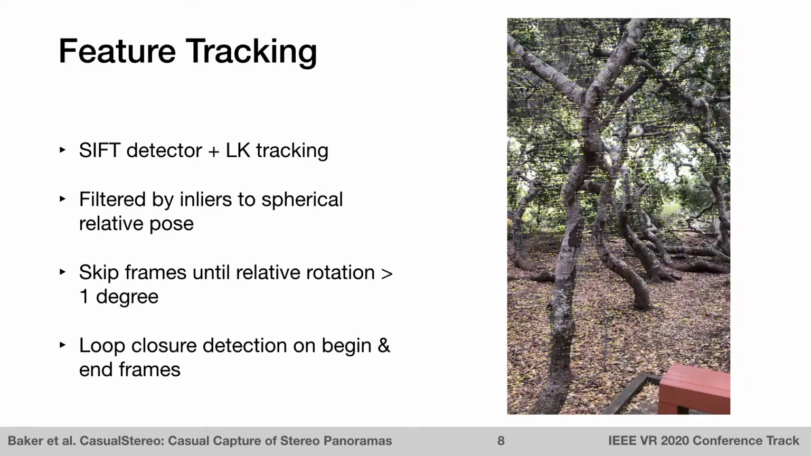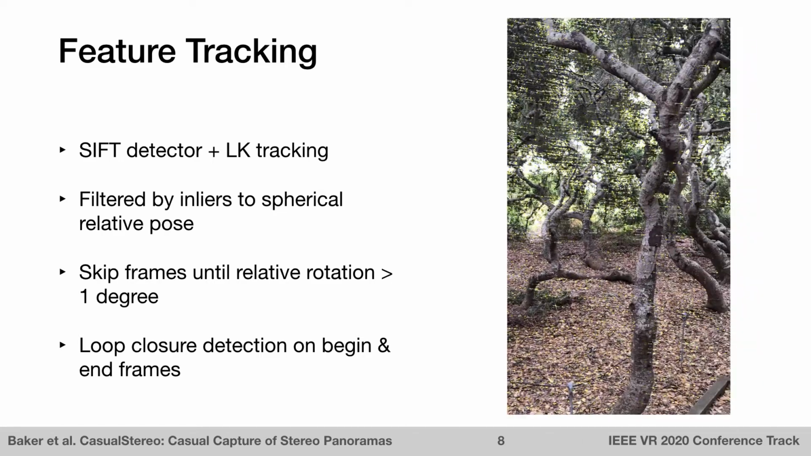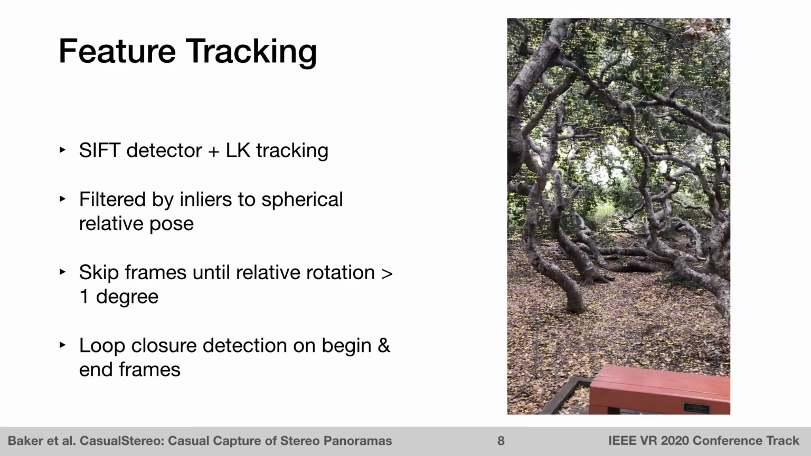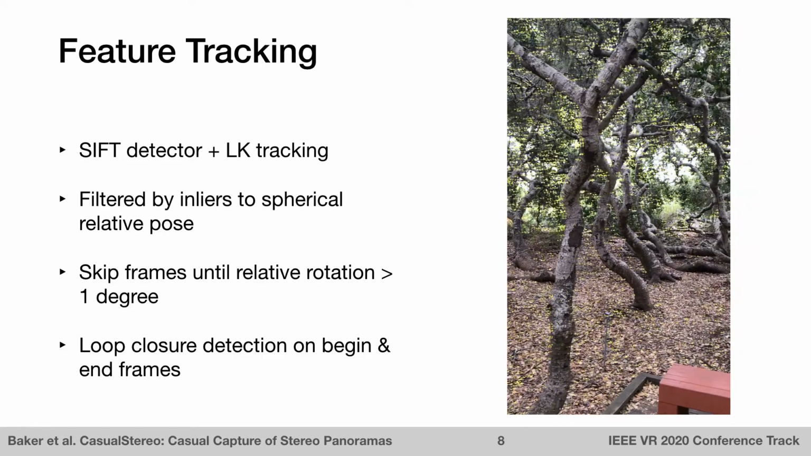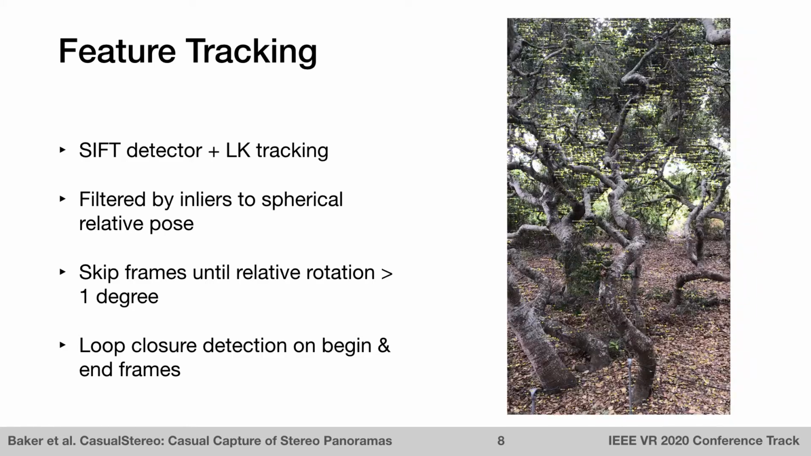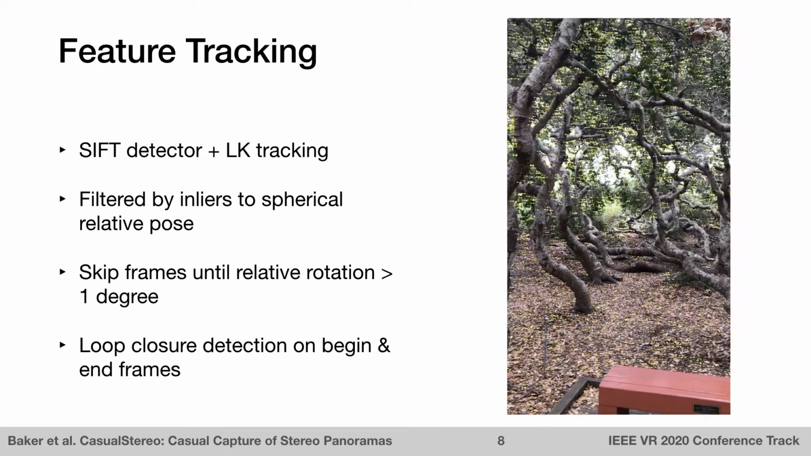So our spherical SFM pipeline works as follows. First, we detect SIFT features and then track them using pyramidal Lucas-Kanade tracking, which provides sub-pixel refinement and thus better accuracy than tracking by detection. And that's important for these small baseline images.